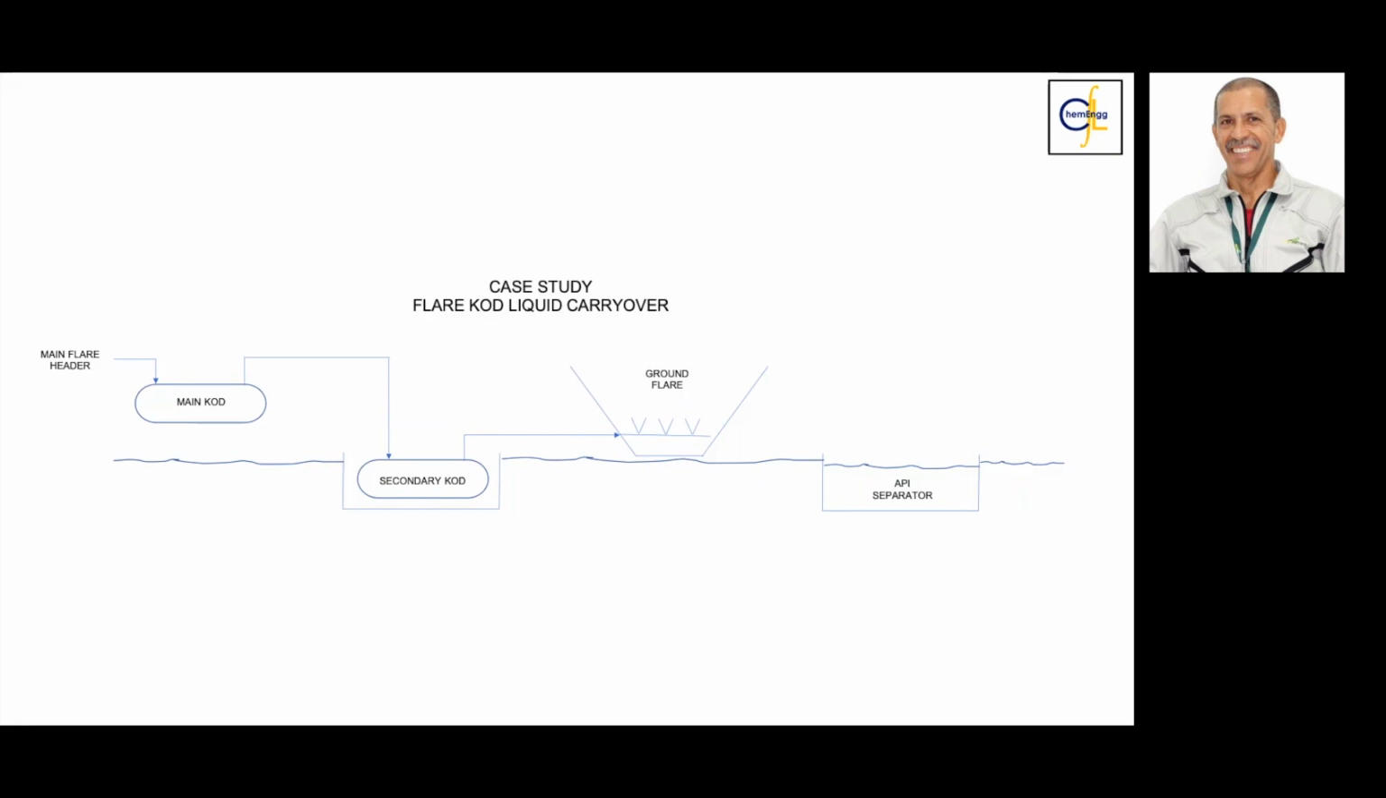For example, they have an aromatic plant that they wanted to segregate from that stream. They have an oxygenated plant that they want to segregate as well, and then they have several flare systems going into the same ground flare. So the ground flare has a very, very high capacity.